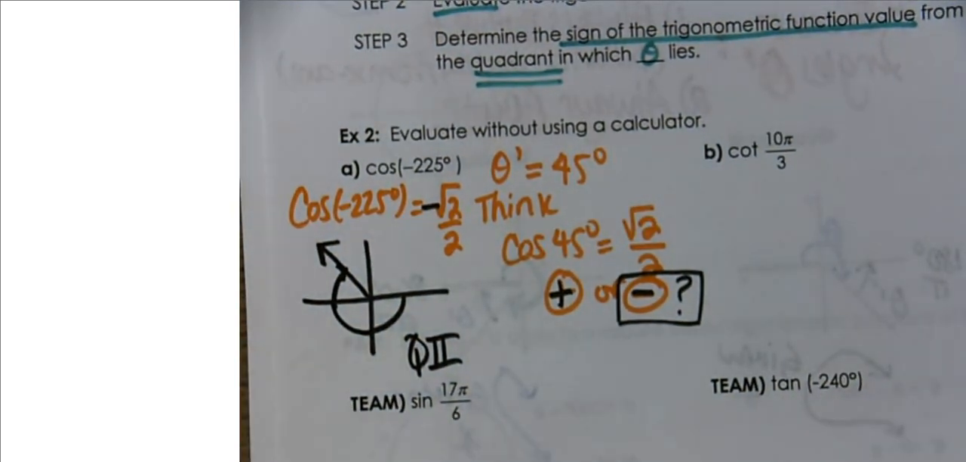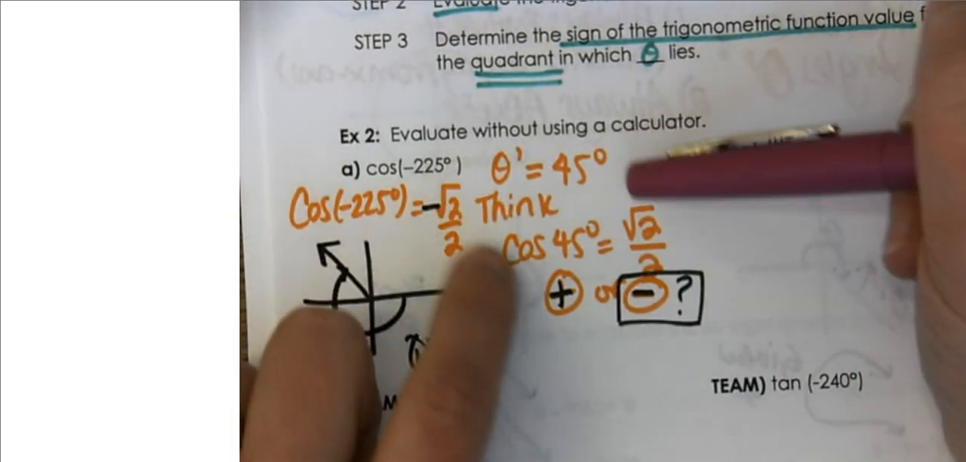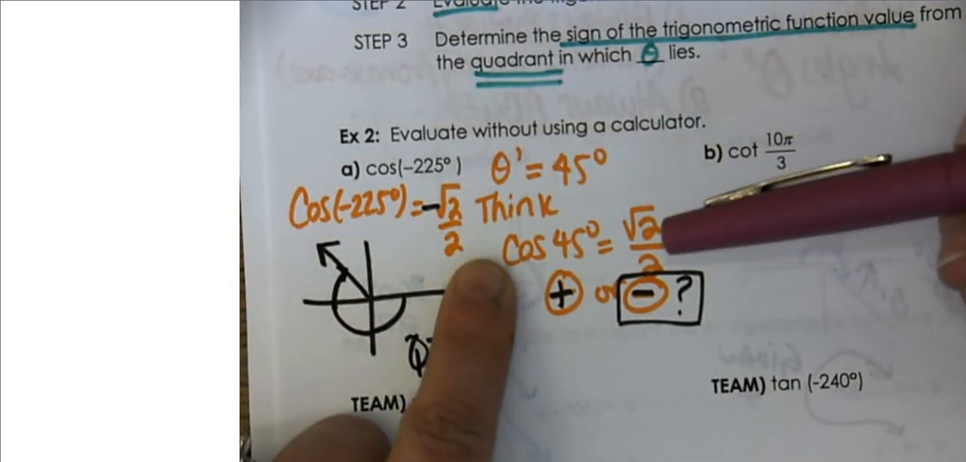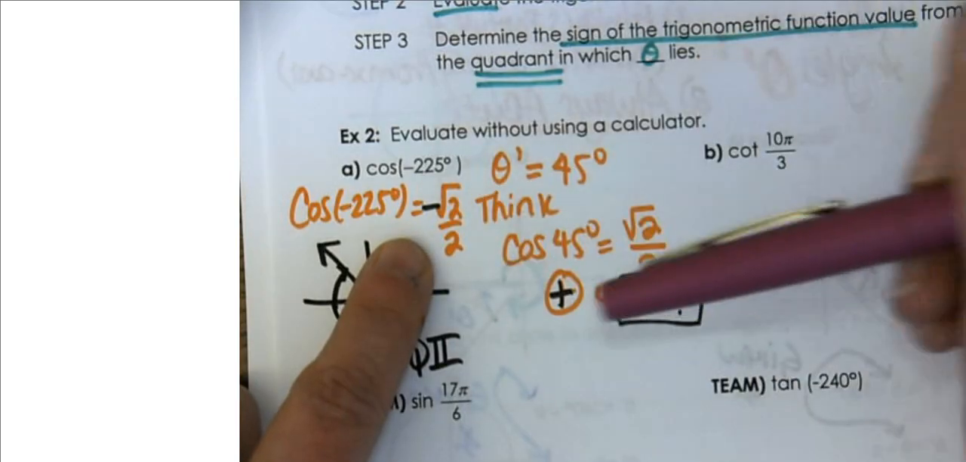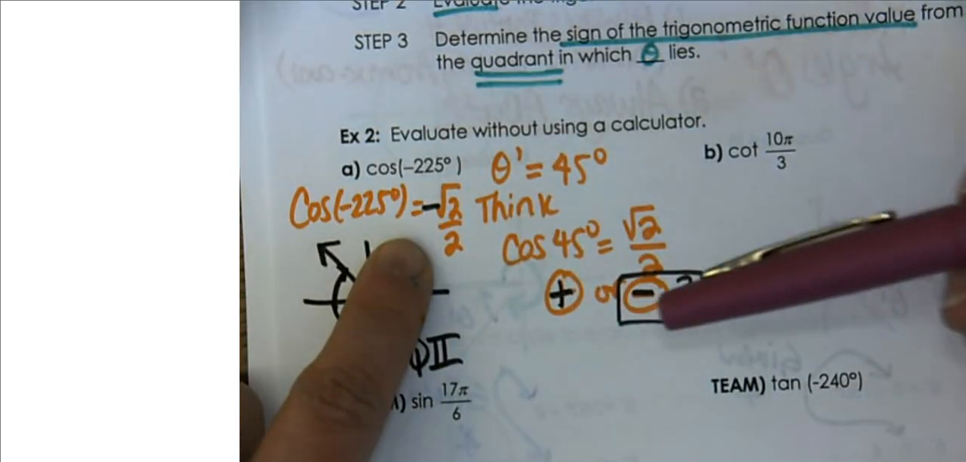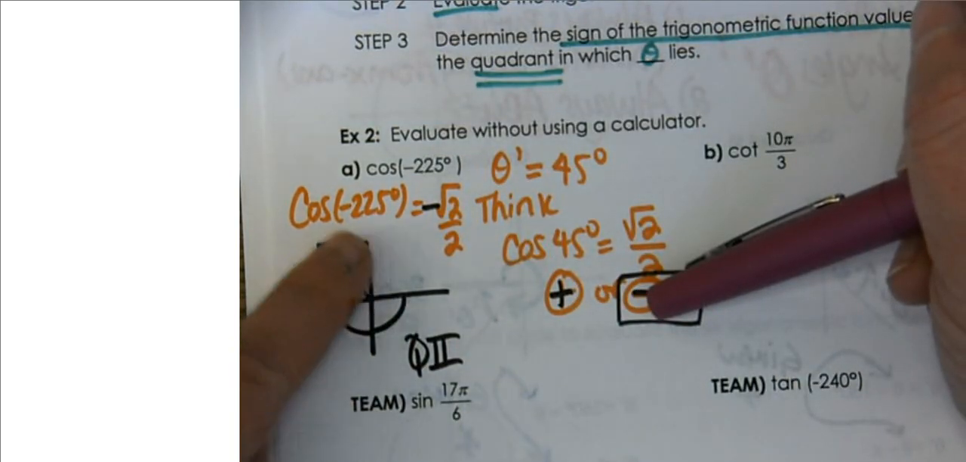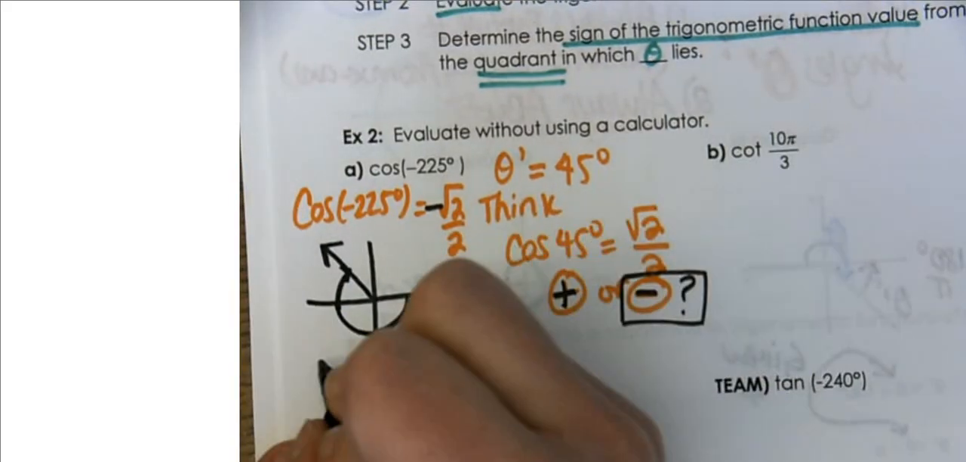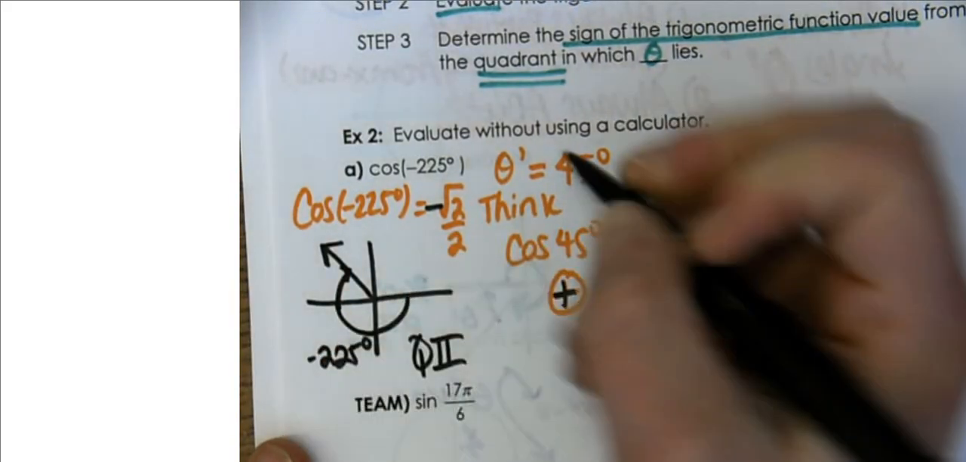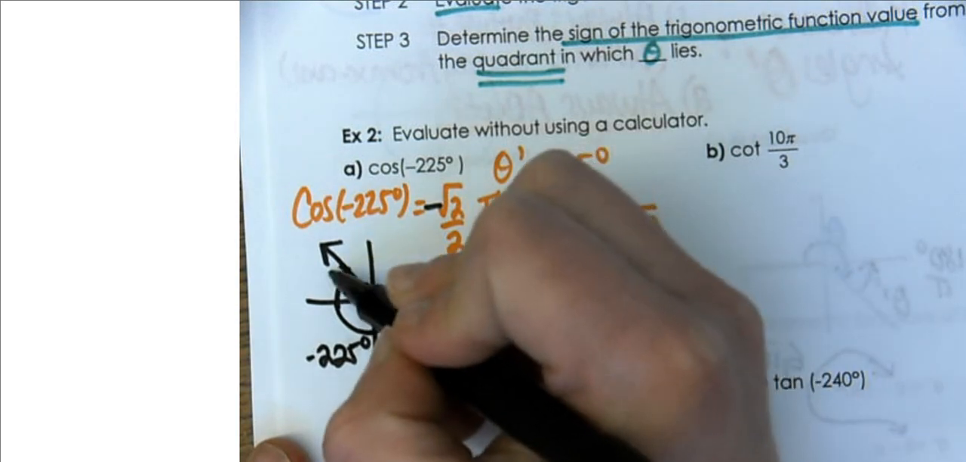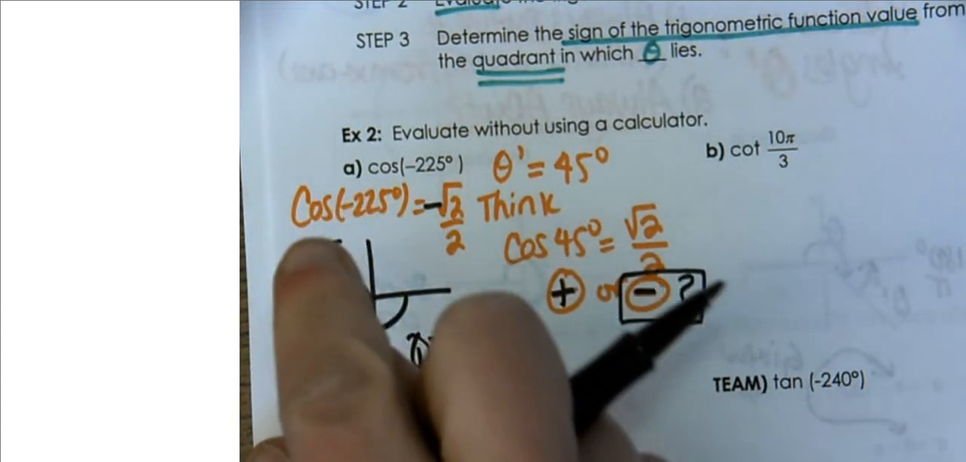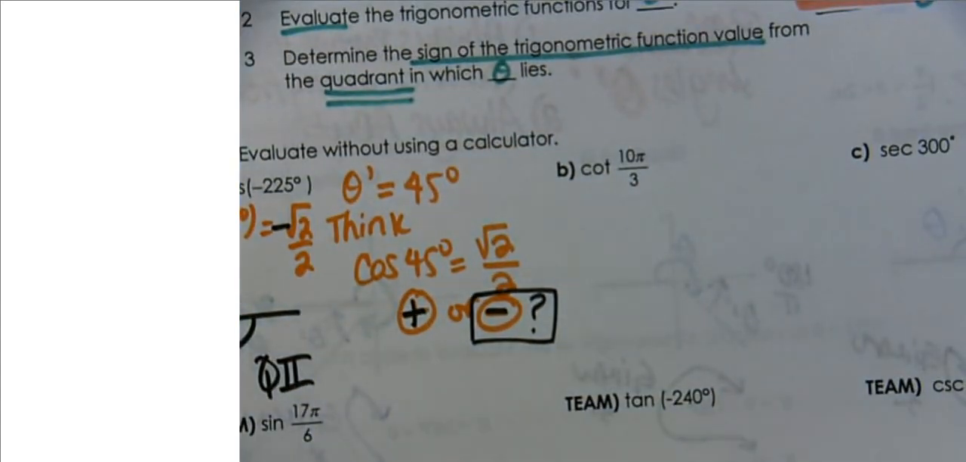So once again, I used my reference angle to calculate, and I know that this answer is either going to be positive square root of 2 over 2 or negative square root of 2 over 2. It just depends on where negative 225 degrees lies. Because it lies in quadrant number 2, cosine is negative. Let's go ahead and look at the next one, letter B.